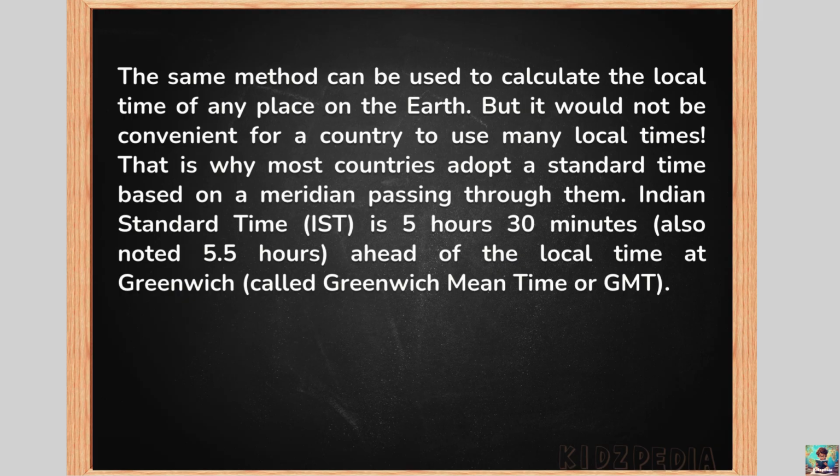But it would not be convenient for a country to use many local times. That is why most countries adopt a standard time based on a meridian passing through them. Indian Standard Time, IST, is 5 hours 30 minutes, also noted 5.5 hours, ahead of the local time at Greenwich, called Greenwich Mean Time or GMT.